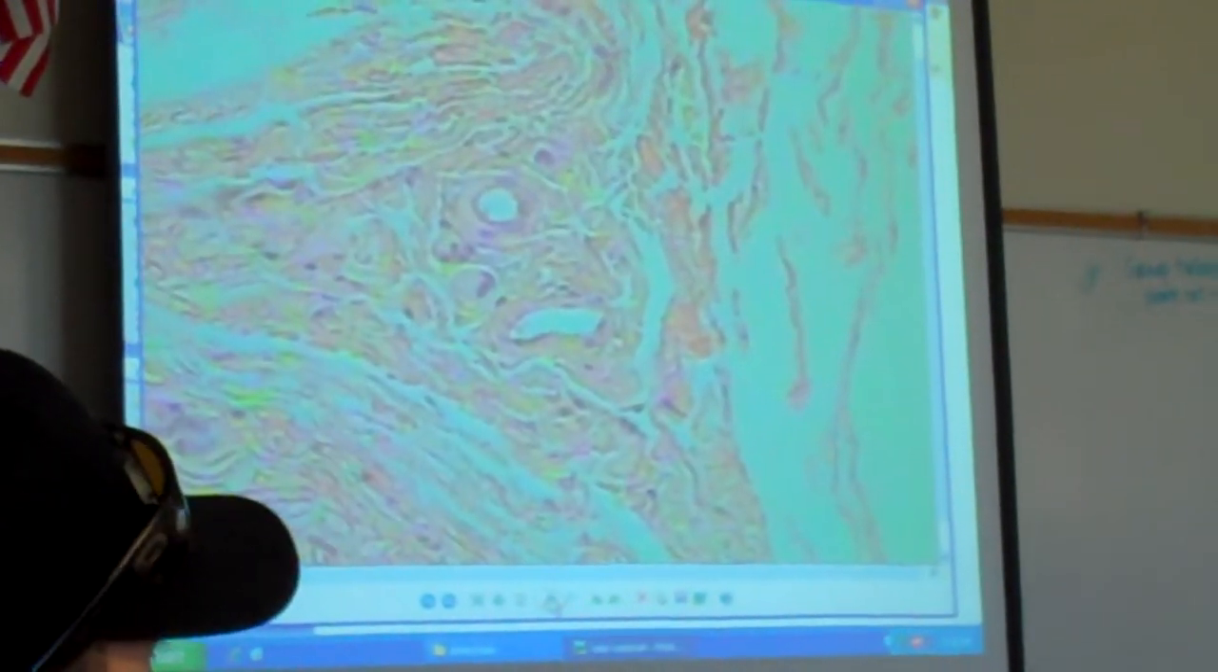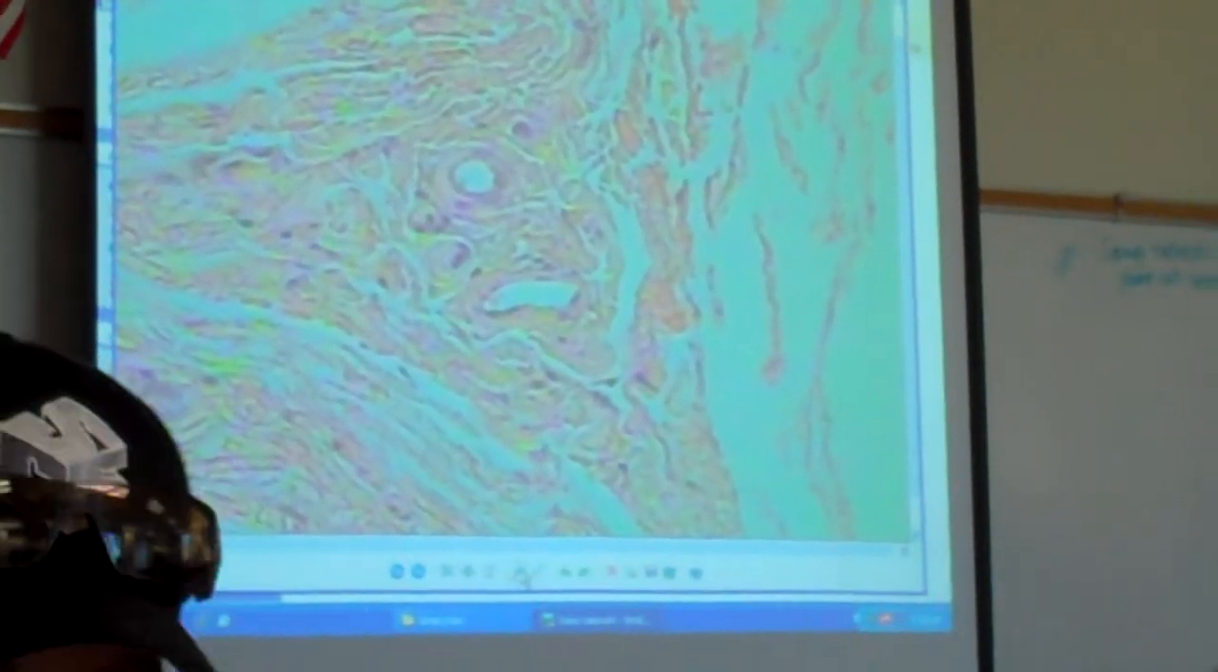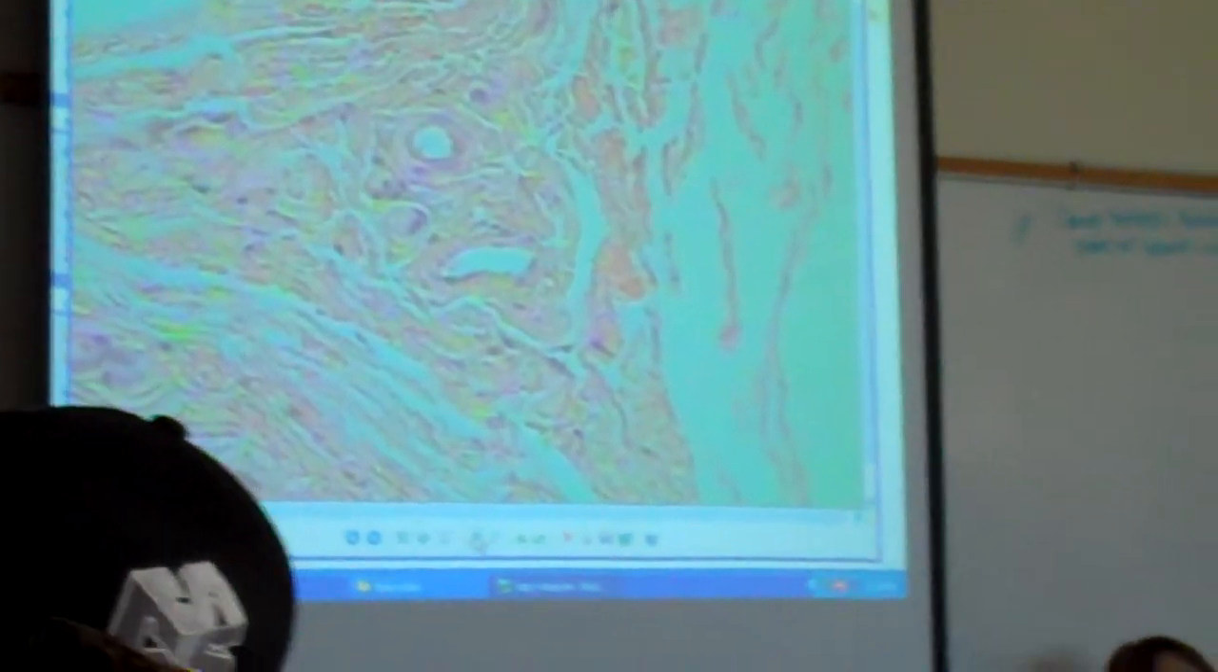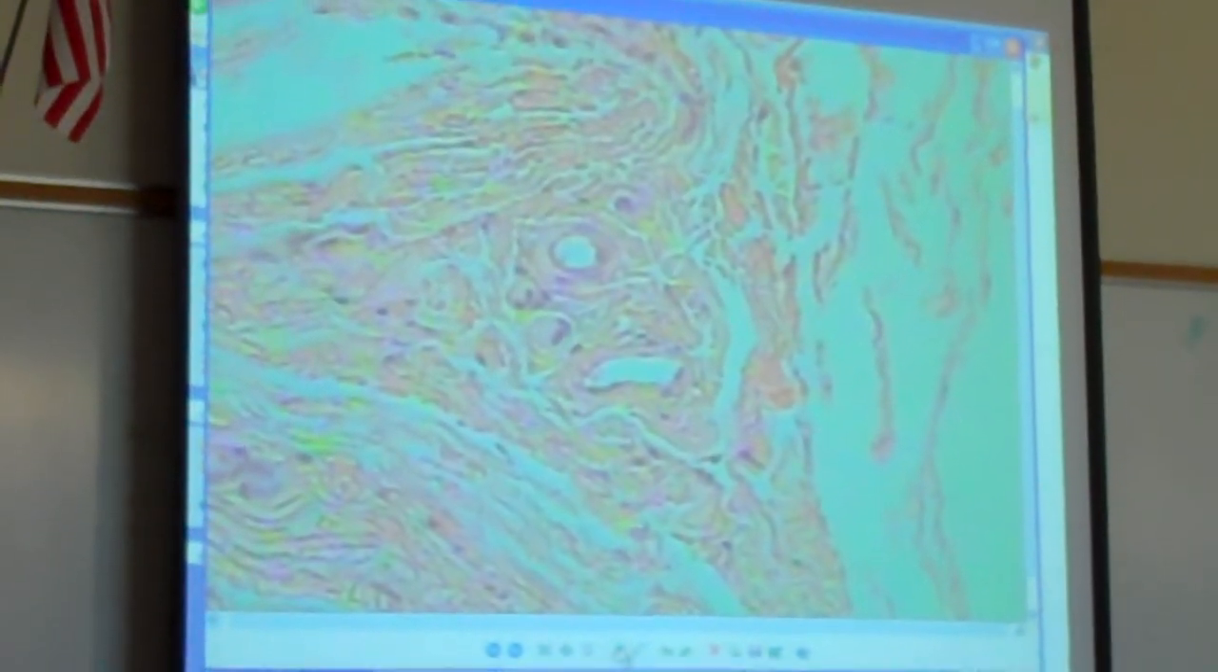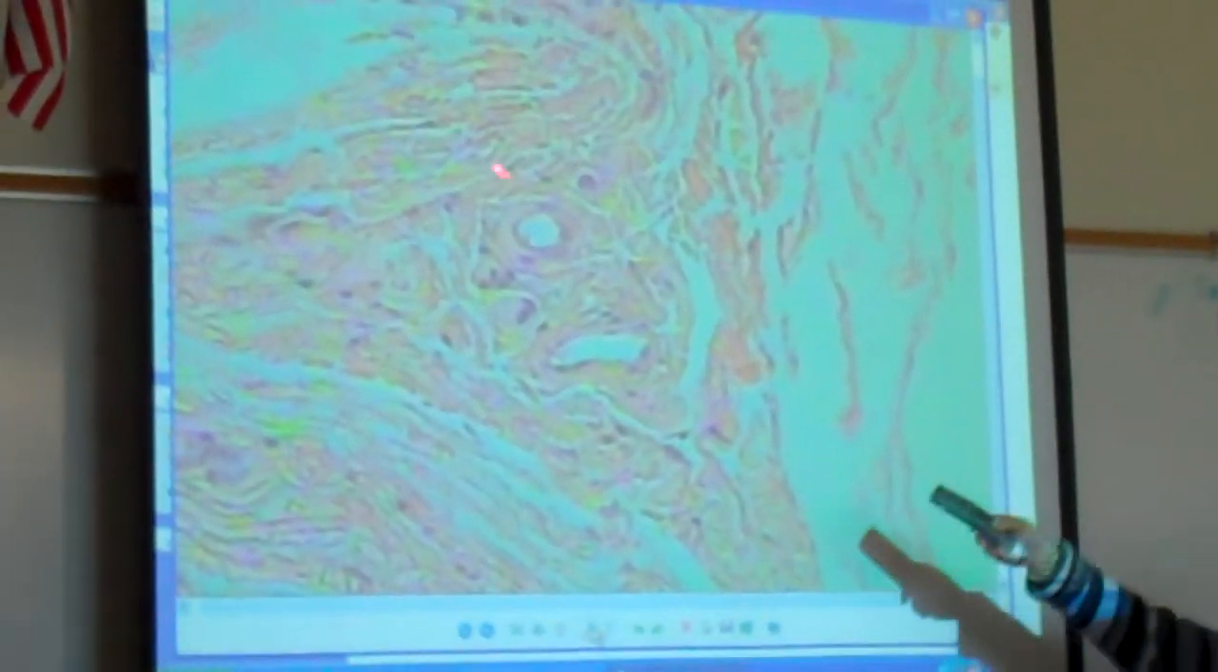Is the basement membrane? We can't make it out. You just can't distinguish it. And that's why I usually kind of, but that's actually a nice picture where I can see the internal elastic layer. I can see it clearly.